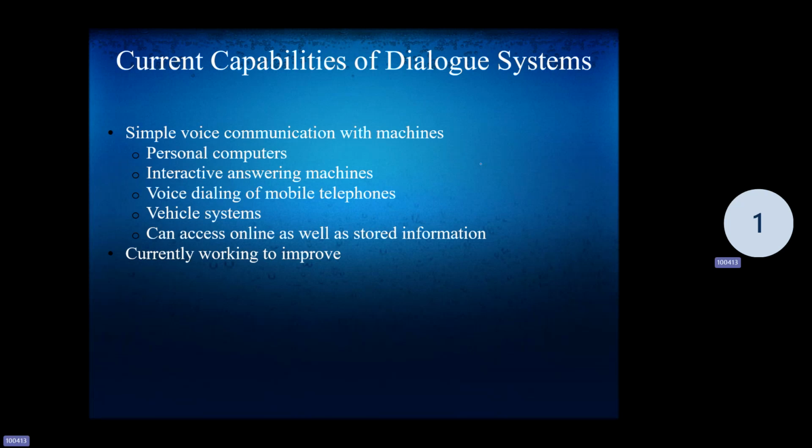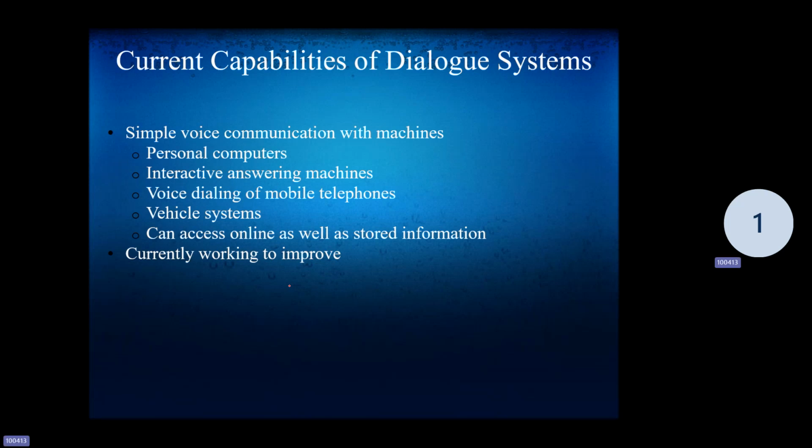Current capability of dialogue systems: personal computers, interactive answering machines like Alexa, voice dialing of mobile telephones, vehicle systems can access online as well as stored information, currently working to improve.